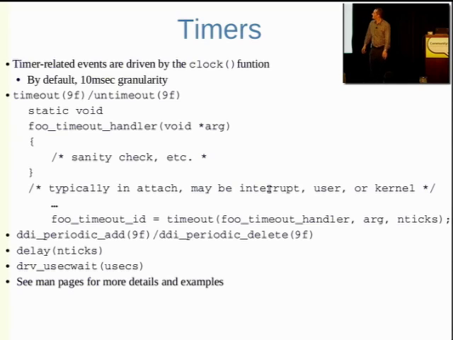Okay. So here's how you set up timers, various timer-related stuff. Timeout is a way to schedule something to happen in the future. It's a one-shot timer. So here I'm scheduling foo timeout handler to run with this argument and clock ticks in the future. Clock ticks on Solaris by default are 10 milliseconds, not 1 millisecond like I think it is on Linux. And you don't need a 1 millisecond clock. It doesn't buy you anything but mostly overhead. All right.